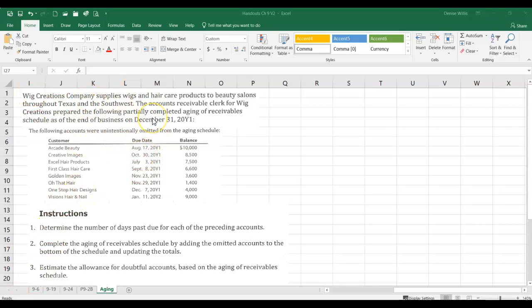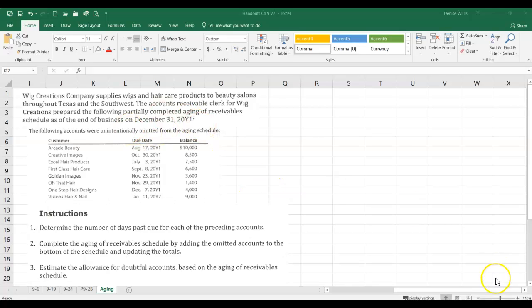These are the directions. Wig Creations Company supplies wigs and hair care products to beauty salons throughout Texas and the Southwest. The accounts receivable clerk for Wig Creations prepared the following partially completed aging and receivable schedule as of the end of business on December 31st, whatever year.